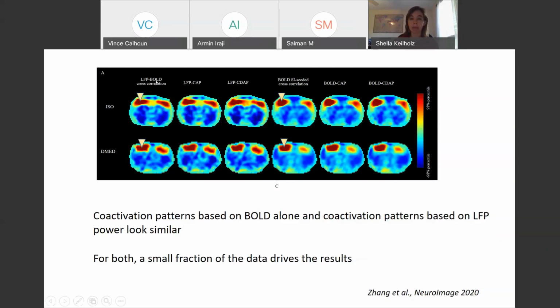So in this figure, I'm showing two different anesthetics. The arrow indicates the electrode. And so this first column is looking at LFP and bold correlation. And the next column is LFP-based coactivation patterns. And they look very similar to the LFP bold correlation. So it seems like for both bold and LFPs, these high amplitude events are really driving the correlation that we observe. And they're a small fraction of the data that drives the results.